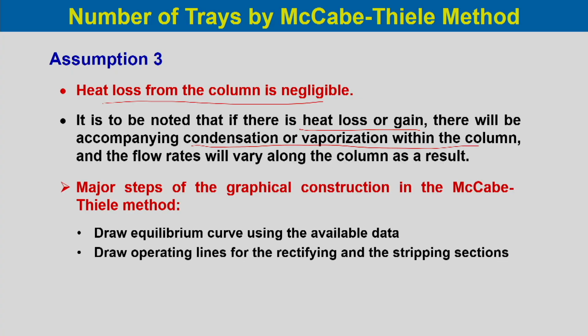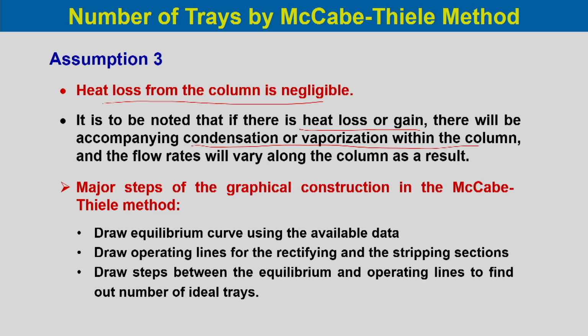Either equilibrium data or some correlations would be available to draw the equilibrium curve. The second thing is to draw the operating lines for both the sections. One is the rectifying section, another is the stripping section. Then draw steps between the equilibrium curve and the operating lines to find out the number of ideal trays.